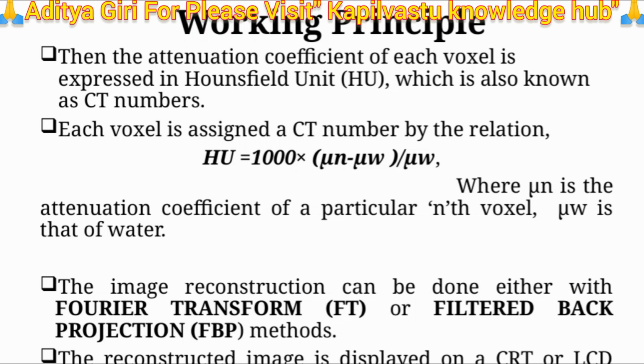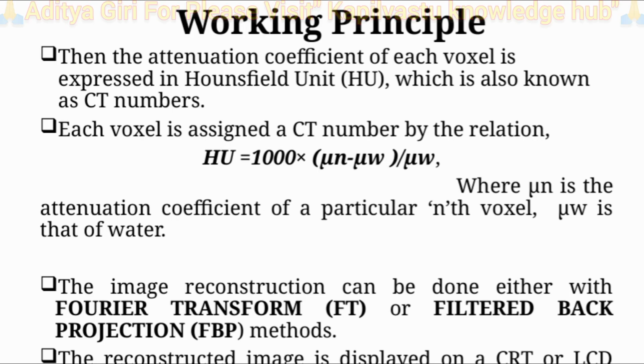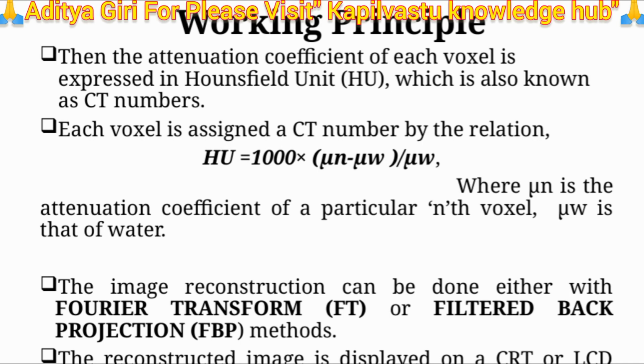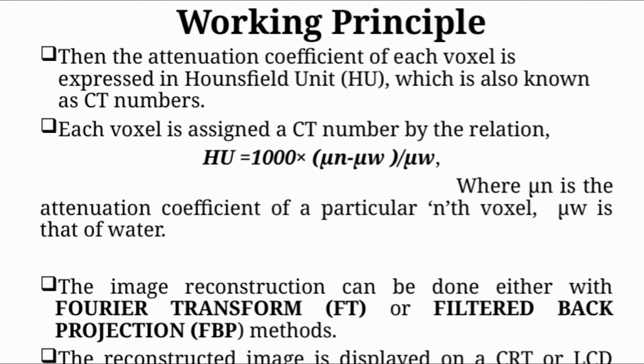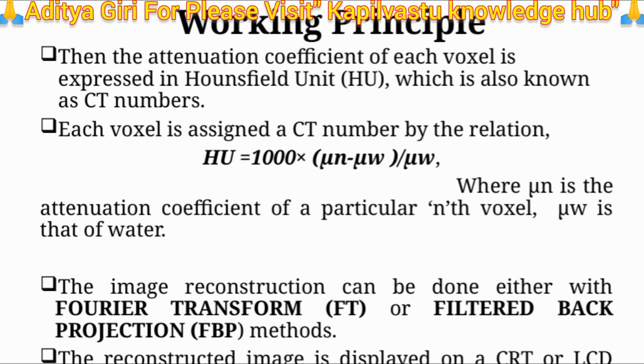Now, let's talk about how the attenuation coefficient of each voxel is expressed in Hounsfield units, or HU, which are also known as CT numbers. Essentially, each voxel gets assigned a CT number based on a simple relation. The formula is HU equals 1,000 times the difference between the voxel's attenuation coefficient and that of water, divided by the attenuation coefficient of water. To put it plainly, this helps us standardize the measurement across different tissues by comparing them to water, which serves as a reference point.